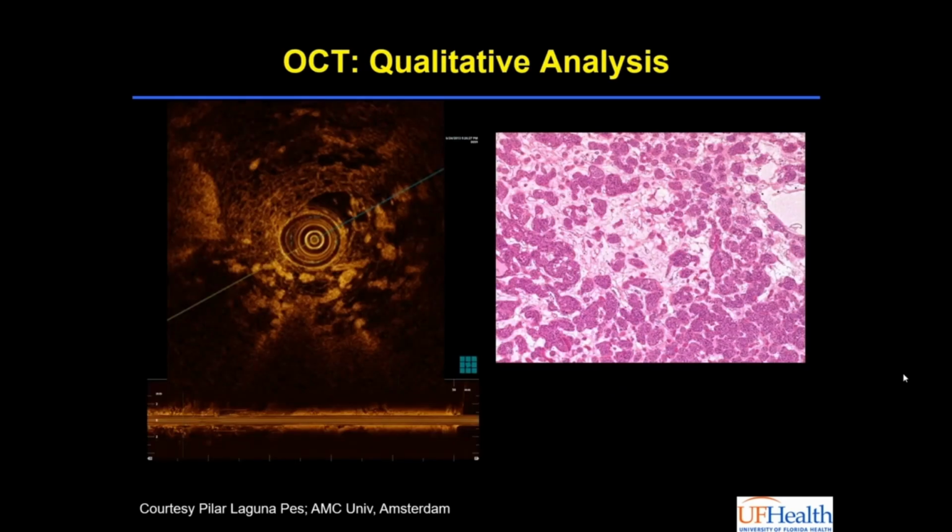And this is some of the imaging that can be obtained. On the left side, this is the helical OCT. On the right side is the ground truth histology. And you can start to see the characteristic tissue pattern looks very, very similar.